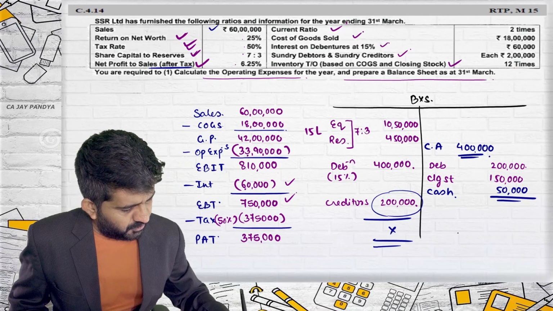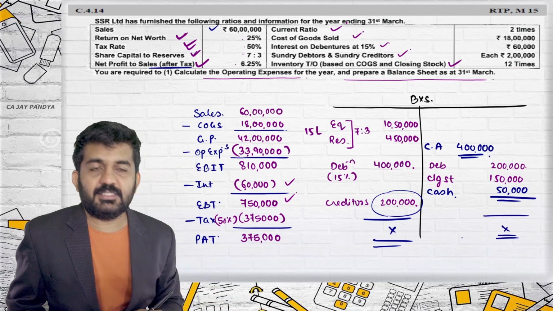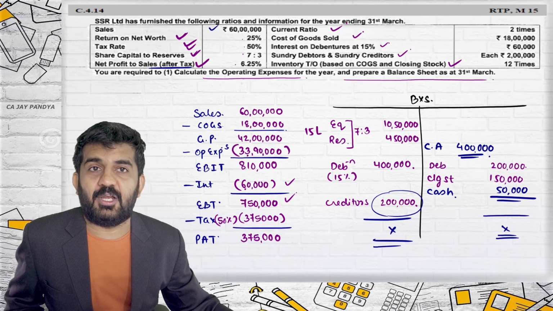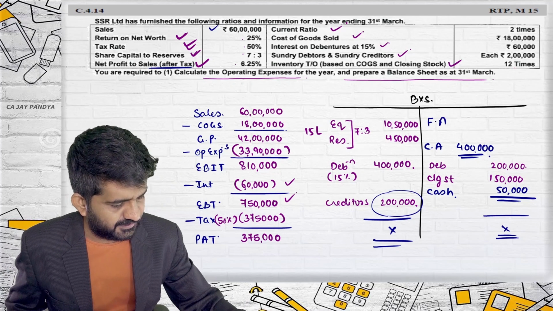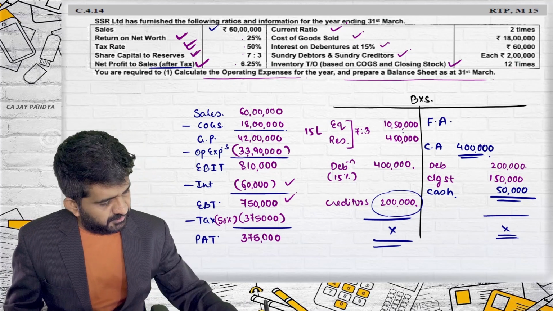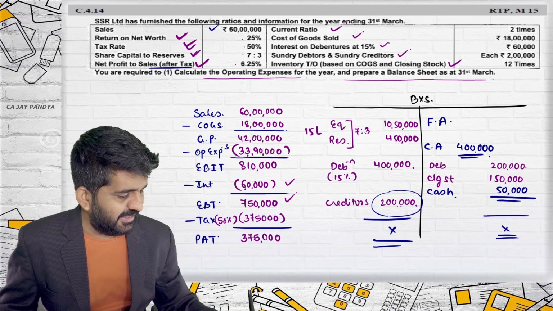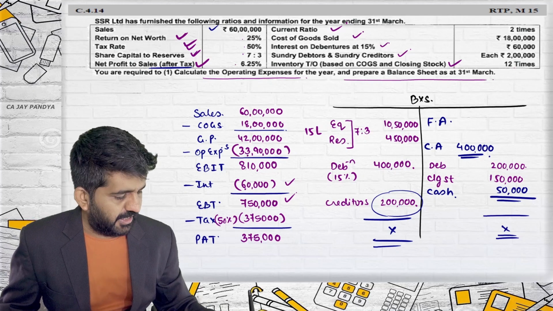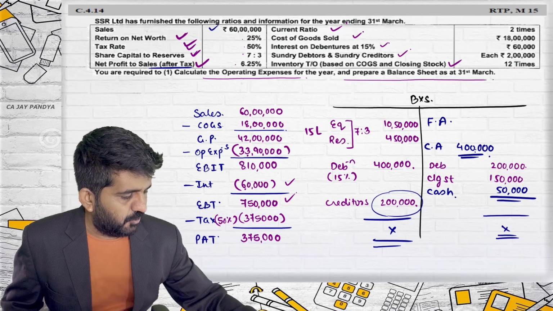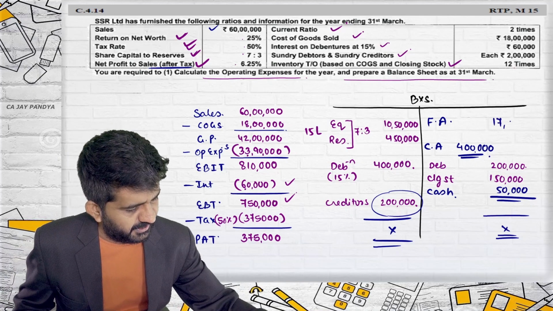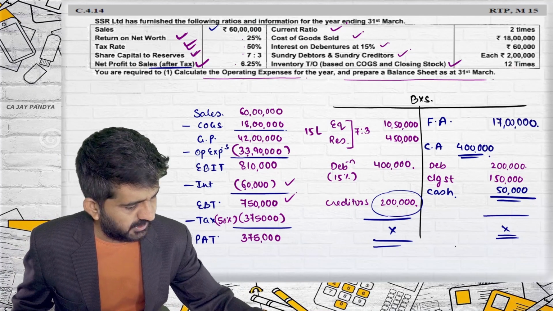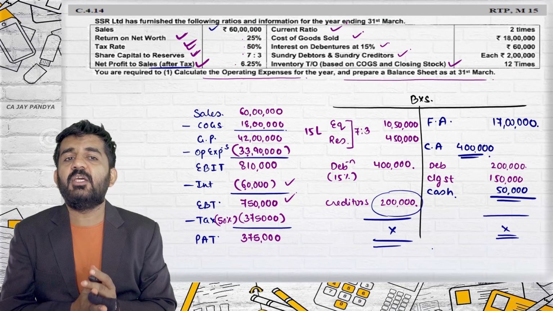Do I know the answer of the liability side? Yes. What is current assets? 4 lakhs. The remaining figure will be fixed assets. Let me find it out. This is 15 plus 4, 19, plus 2, 21. 21 minus 4 is 17 lakhs. And the total of the balance sheet will be 21 lakhs.